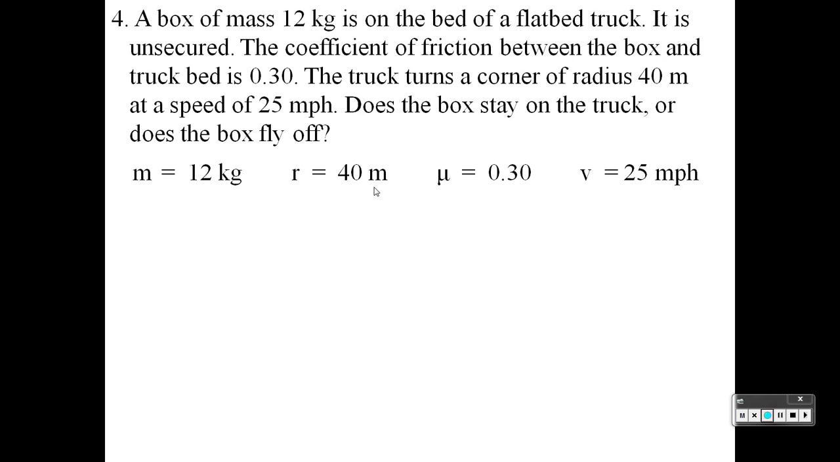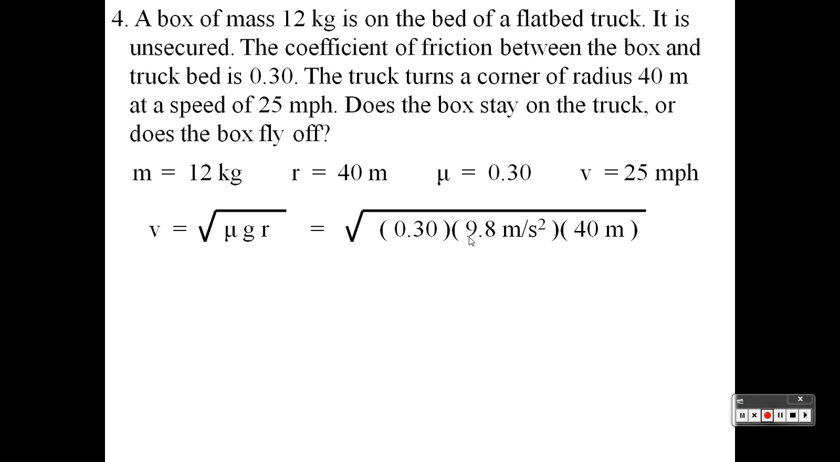Here's my data. Now, let's find out how fast the truck can go and still have the box stay on. Let's find the maximum speed. Of course, the box is going to be going that speed too, right? So how fast can the box be going and still negotiate that curve? Because if you consider only the box, it's going to travel around the curve also, hopefully. So let's find the maximum speed. Pause. Crank it out.